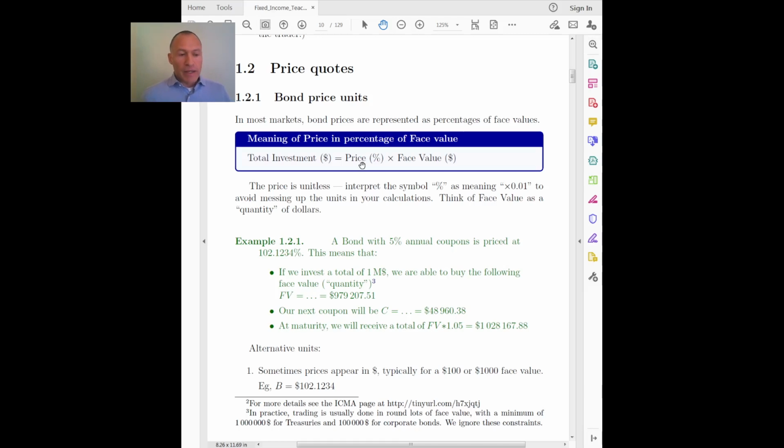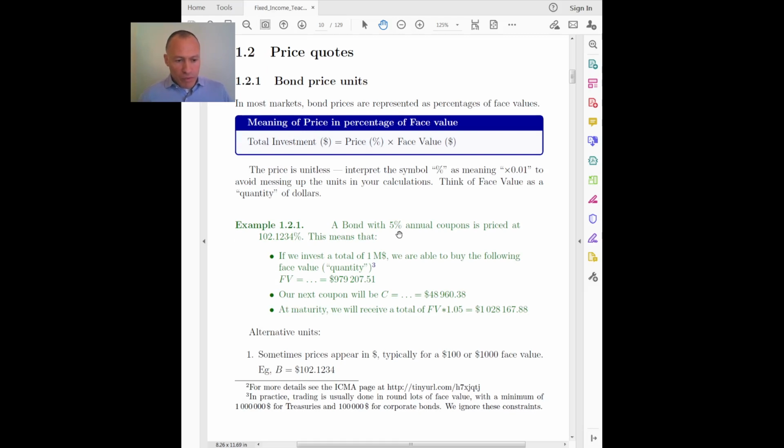Okay, and what it means is that if you multiply that number by some face value, think of this as the quantity of the bond. That's the product of those two things. It's the total amount of money you need to spend if you're buying, or that you receive if you're selling. Okay.